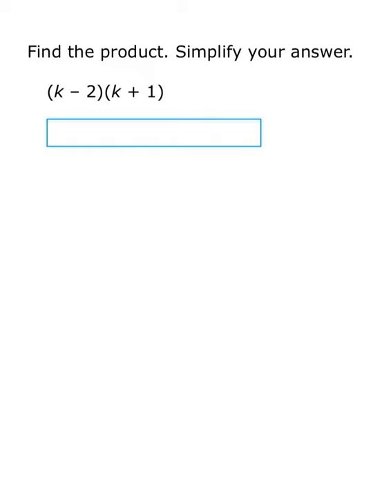So now let's look at some of your IXL examples. This time we're multiplying k minus 2 times k plus 1. So we still have a binomial times a binomial. Let's go ahead and use the distributive property first, and then I'll show you the box method. So we're going to start with this very first term and distribute it to each term in the second parenthesis. So k times k would be k squared. And then I'm going to multiply k times 1. So k times 1 is just k.